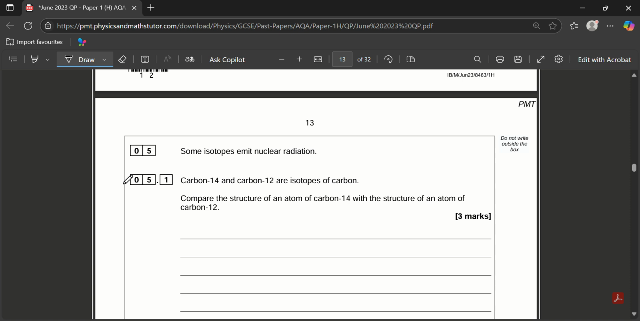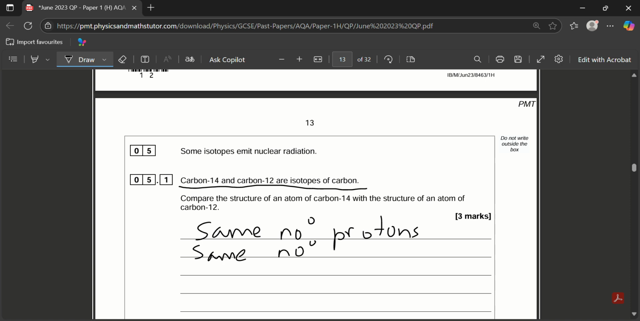Comparing the structure of a carbon-14 atom to a carbon-12 atom, both being isotopes of carbon. We know what isotopes are. They just have the same number of protons. Therefore, to balance charge in each atom, they should also have the same number of electrons.